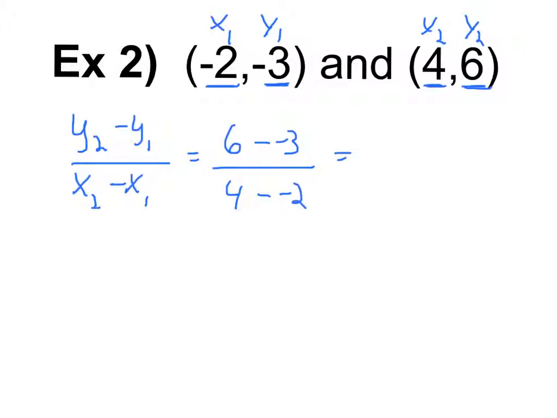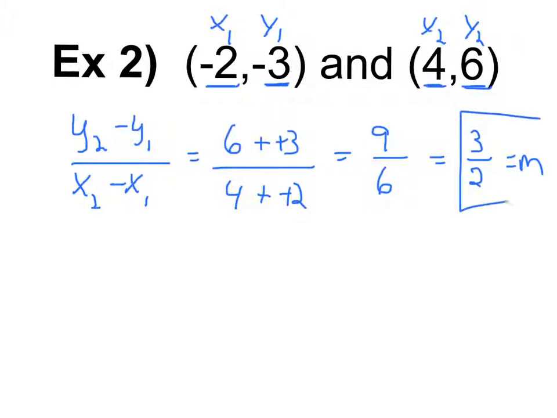When I do that, I keep change, so I get 9, and I keep change there, and I get 9 over 6. And yes, you can reduce that. You could reduce that to 3 over 2. So that's going to be my m. That's going to be my slope. And technically, you should reduce it to the 3 over 2. Now, let's look at this on a graph.